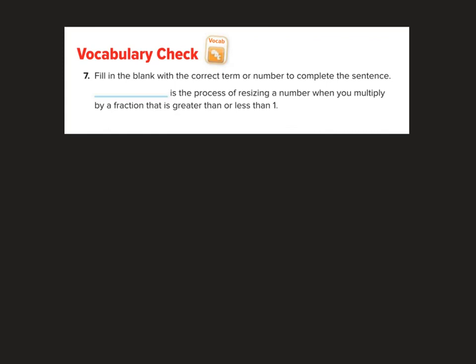Vocabulary check here quick. Fill in the blank with the correct term or number to complete the sentence. Blank is the process of resizing a number when you multiply by a fraction that is greater than or less than 1. That's called scaling. Yep. Scaling, multiplying by a number bigger or less than 1.